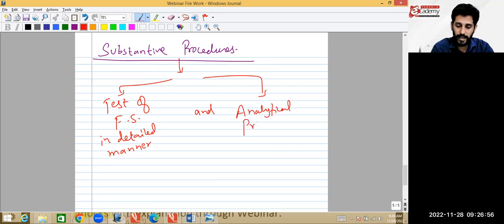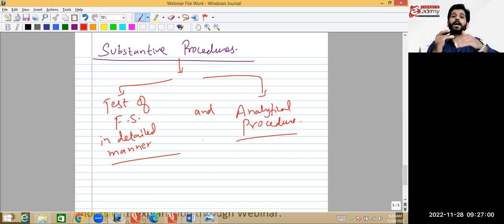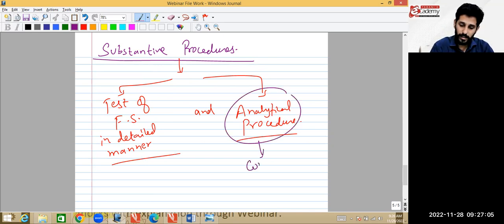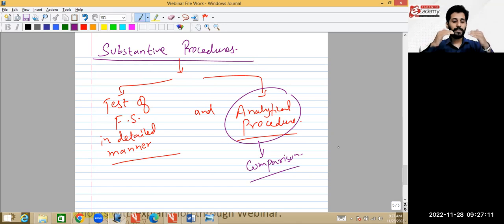Now see that analytical procedure means the comparison. That means if the current year figures are being compared with the past year, with the competitors and all that stuff, so that you will be assuring yourself that the reported figure is actually reasonable. The reported figure is actually what? Reasonable, right?